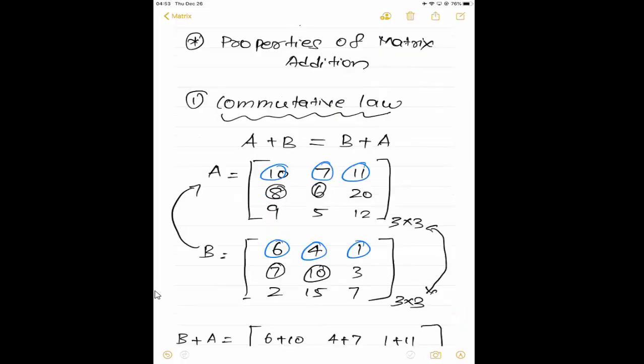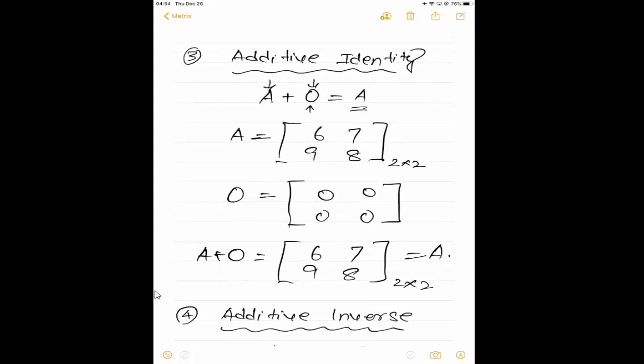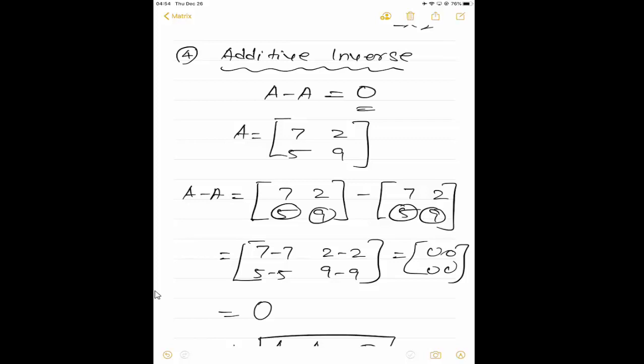Let's do a short recap. Totally, we have four properties. First one is commutative law. That is, when we add two matrices, the output will remain the same. That is, A plus B equal to B plus A. And second property, associative law. When we add three matrices in any combination, the output will remain the same. Then the third property is additive identity. When you add a null matrix to any matrix, the output remains the same. Then the final one is additive inverse. When you subtract a matrix from its own matrix, the output will be a null matrix.